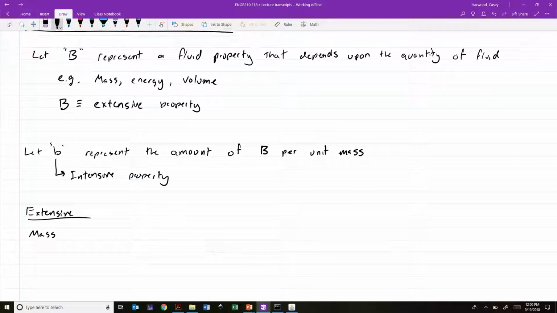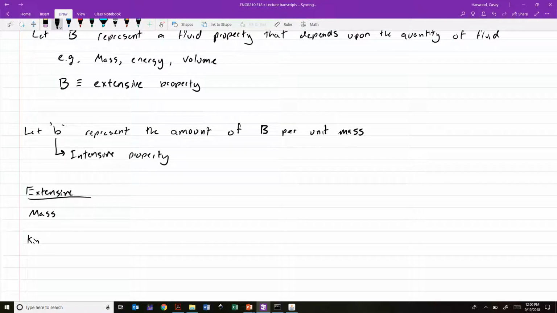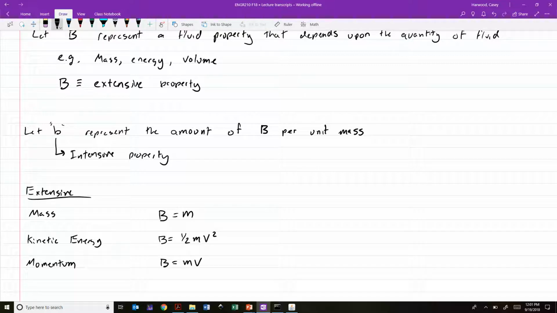mass, kinetic energy, maybe momentum. And we write, okay, that B is equal to, right, in this case, M, the mass itself. B is equal to 1/2 mv squared, and B is equal to mv. All right, familiar properties. The intensive properties that correspond to each of these.